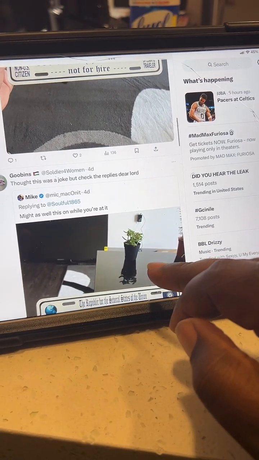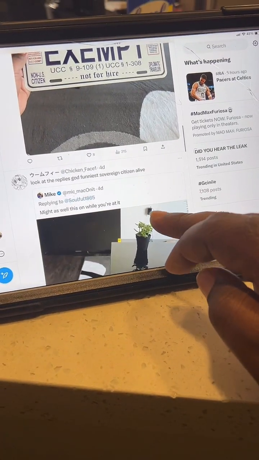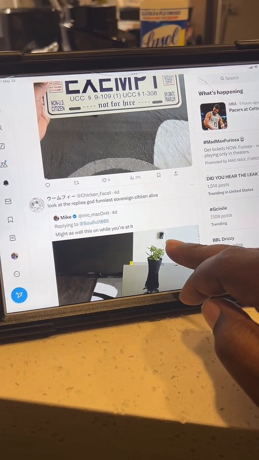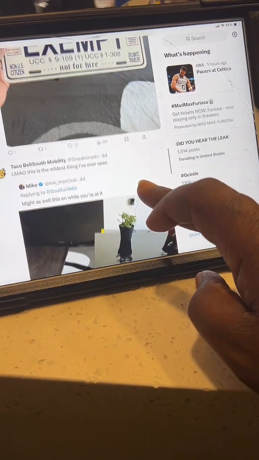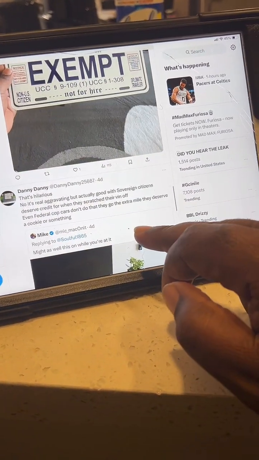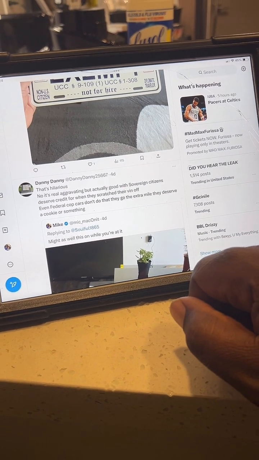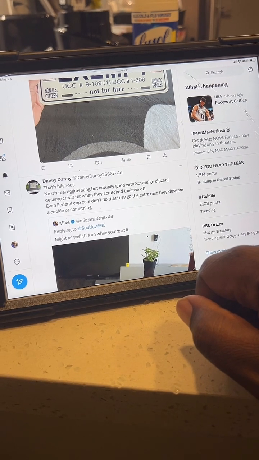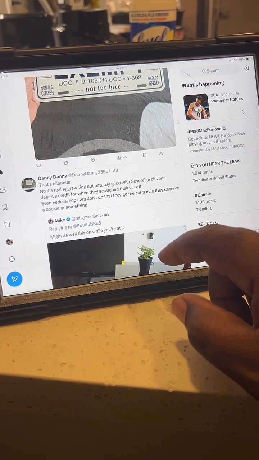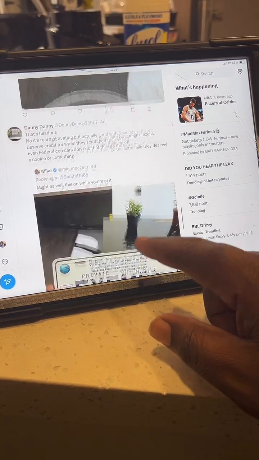Thought this was a joke, but check the replies. Dear Lord. Look at the replies. God, funniest sovereign citizen alive. Laughing my ass off. This is the wildest thing I've ever seen. That's hilarious. No, it's really aggravating. They say this is what sovereign citizens deserve credit for when they scratch their van off. Even federal cop cars don't do that. They go the extra mile and they deserve a cookie or something.